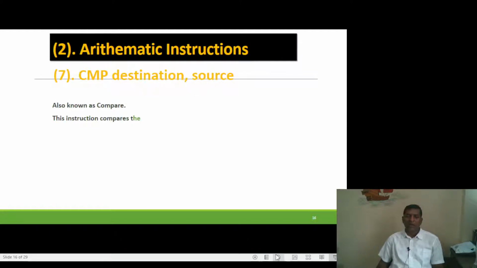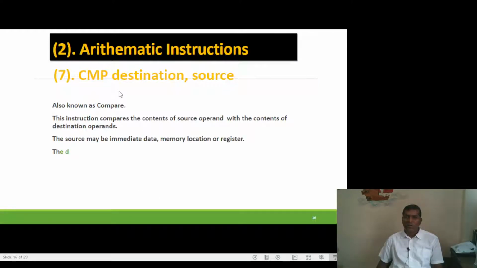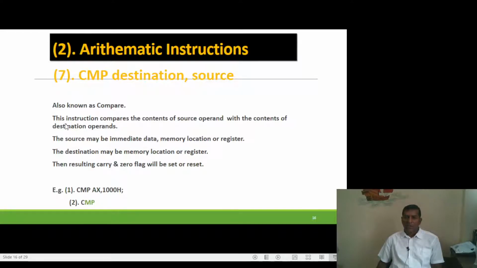Then the next arithmetic instruction is very important. This is the compare instruction. This compare instruction has a destination, comma, source. This instruction compares the contents of the source operand with the contents of the destination operand. The source may be immediate data, memory location or register. The destination may be a memory location or register. Then the resulting carry or zero flag will be set or reset. This is the result of the comparison.